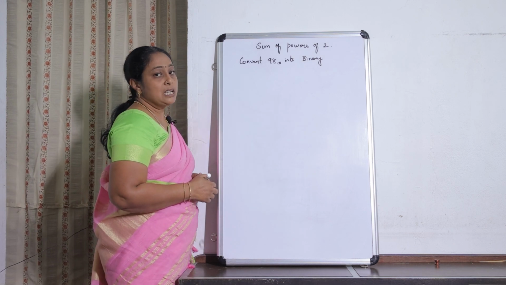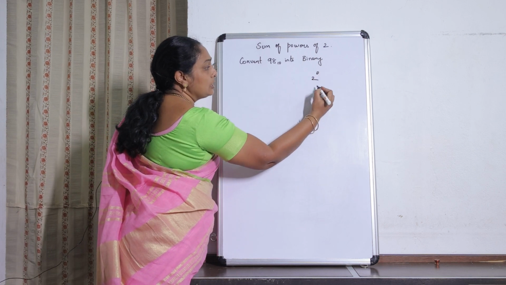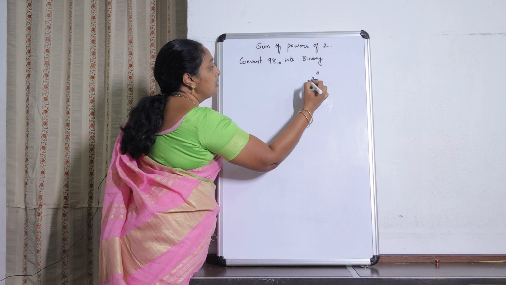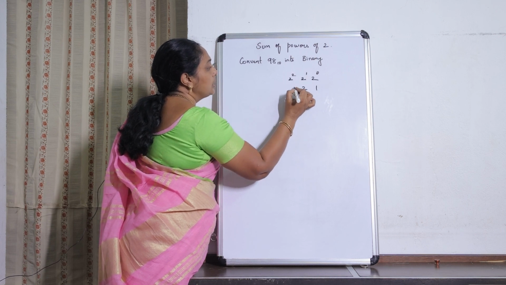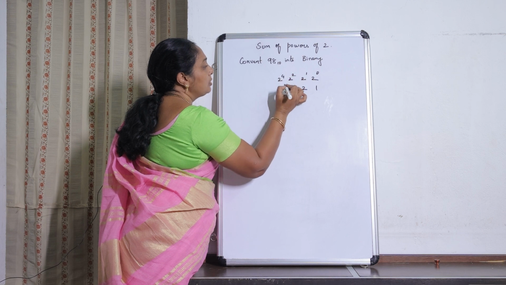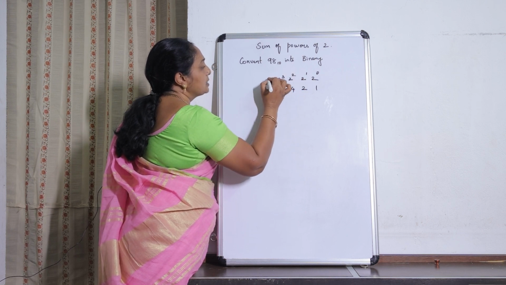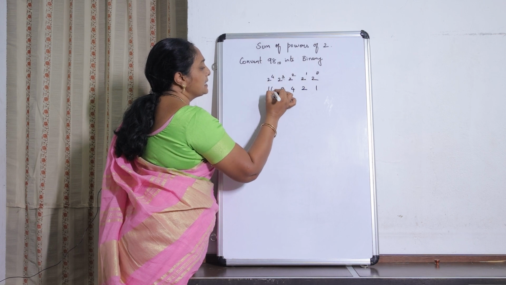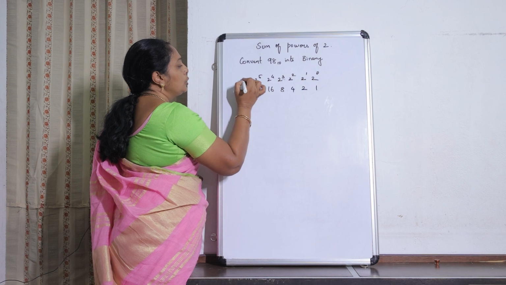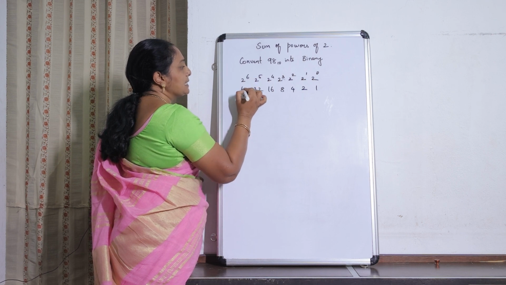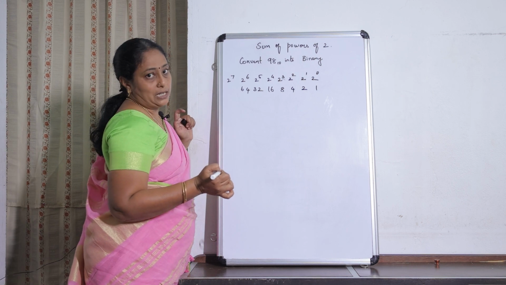The first step is to write the powers of 2 starting from 2 power 0. The value of 2 power 0 is 1, 2 power 1 is 2, 2 power 2 is 4, 2 power 3 is 8, 2 power 4 is 16, 2 power 5 is 32, 2 power 6 is 64, and 2 power 7 will be 128.